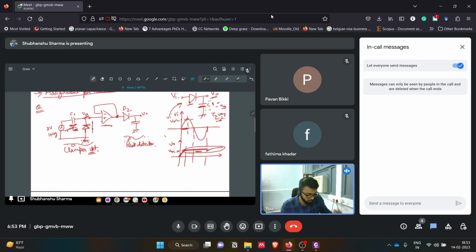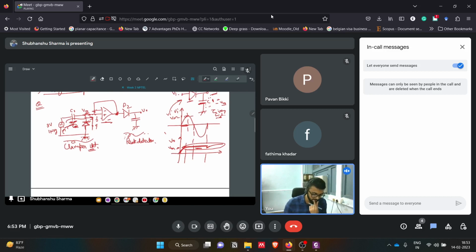But in the positive cycle, this diode will be open. Whatever input we are giving, we will get at this v naught, and the same output, due to the virtual short, will come here and appear as the output of this buffer. In that same positive cycle, this capacitor will also be charging, to the peak voltage of the input, that is Vm. Based on this peak detection, you will get the output voltage accordingly. So this was question one.